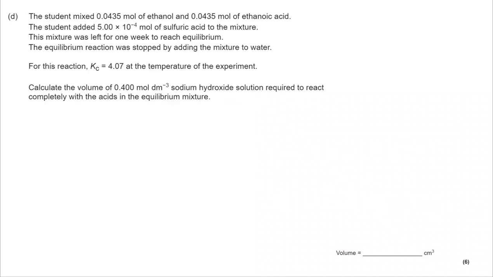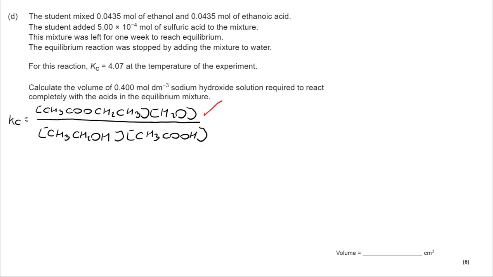Moving on to part D, we've got quite a lot of information here. We've got a student mixing molar amounts of ethanol and ethanoic acid. So we've got initial moles, we've got acid being added to the mixture, we've got it being left for a week, we've got a Kc value, and we've got the volume of sodium hydroxide that we're actually calculating. There's a lot to think about here. This is a challenging question. So let's see how we can build those marks up.